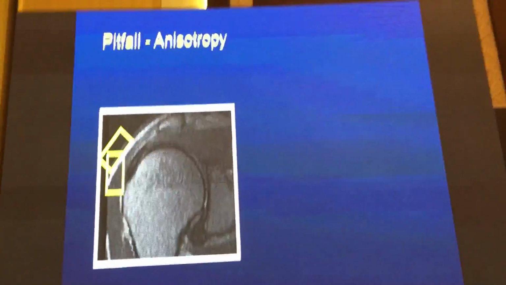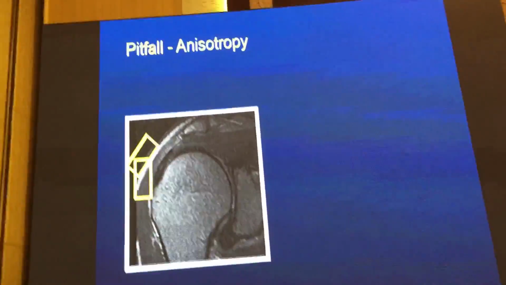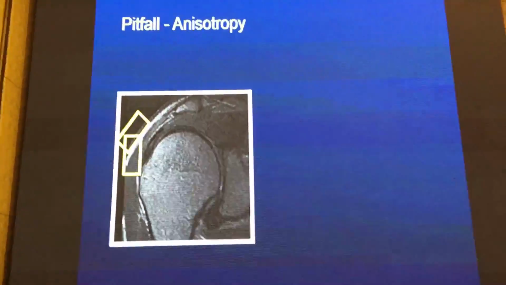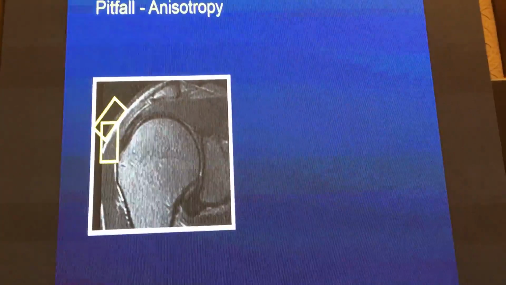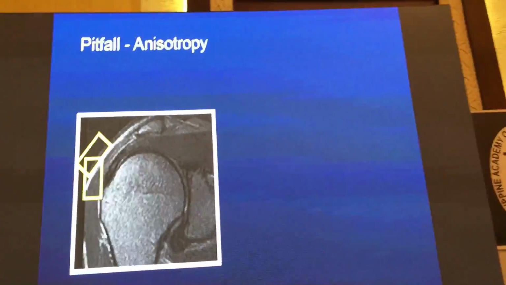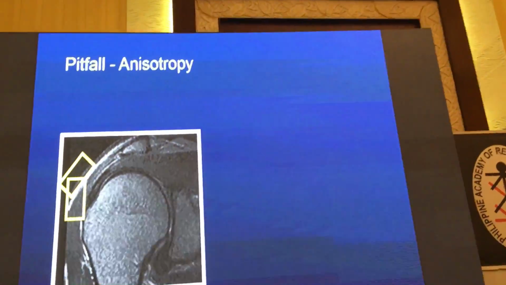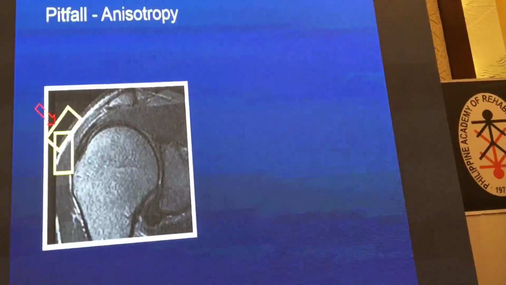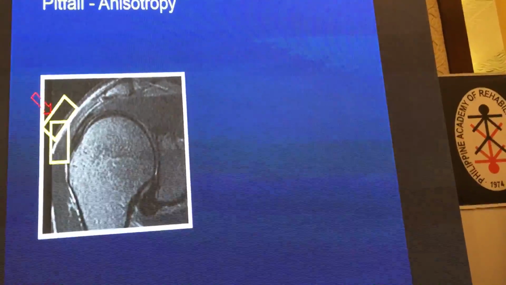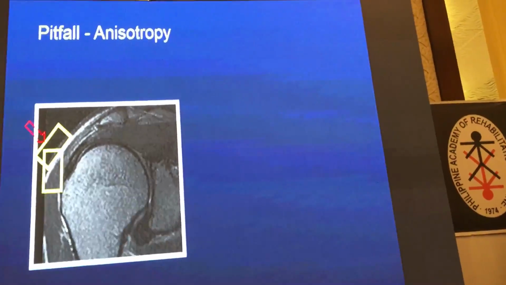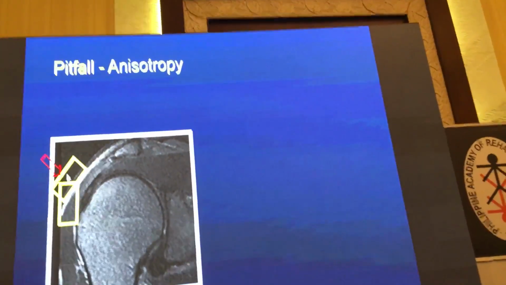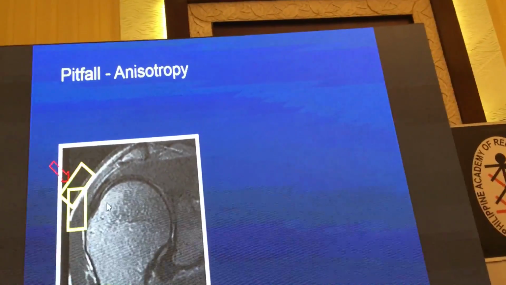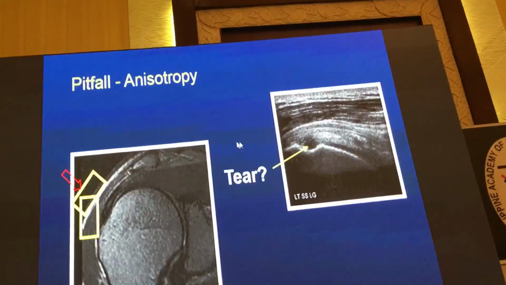Now, the biggest pitfall of rotator cuff tears, and the shoulder is the most commonly scanned joint with ultrasound. And it's difficult because everything is curved. And the most common pitfall is anisotropy and miscalling a rotator cuff tear or tendinopathy when it's actually normal. So if I put my transducer right over here and I'm looking at the rotator cuff, this is what it looks like.